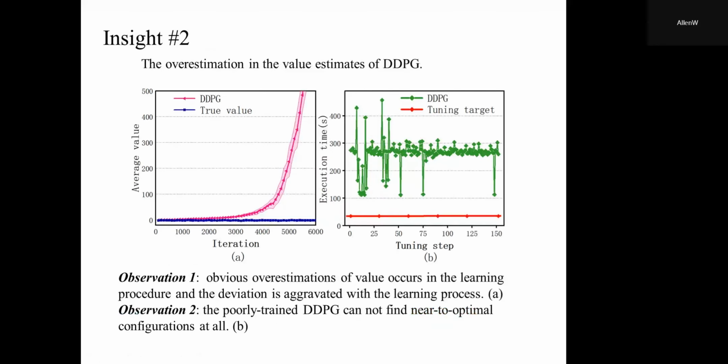In the implementation of DDPG, a popular algorithm in DRL-based tuning, we found that the overestimation of value estimates of DDPG inevitably appears in our early tuned environment because of insufficient exploration. Figure A shows that obvious overestimation of value occurs in the learning process. The deviation is aggravated as learning proceeds. Figure B shows that the trained DDPG cannot find a near-optimal configuration.